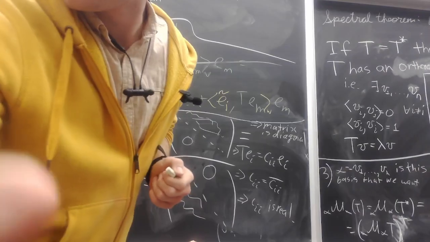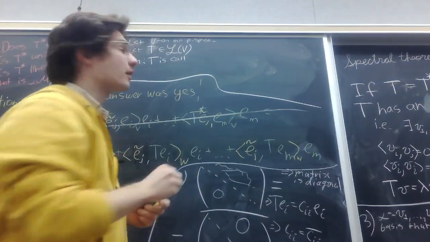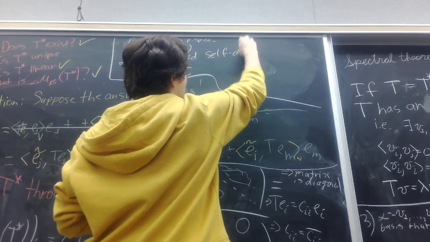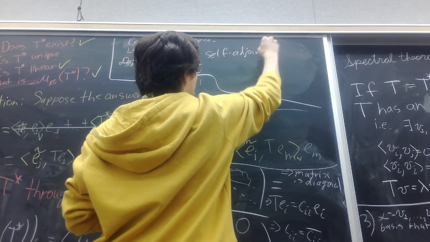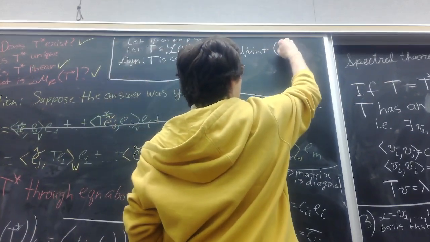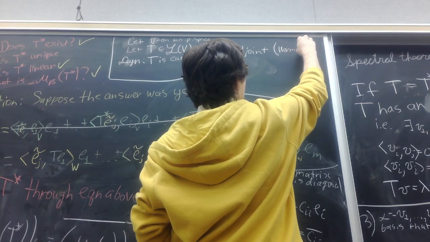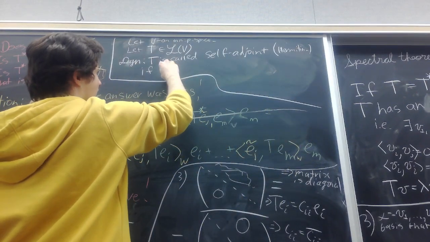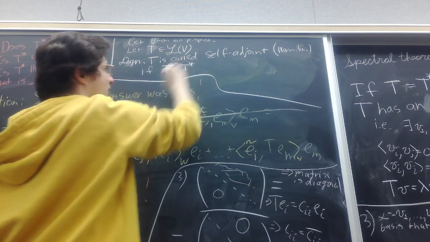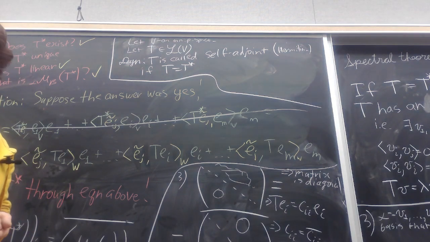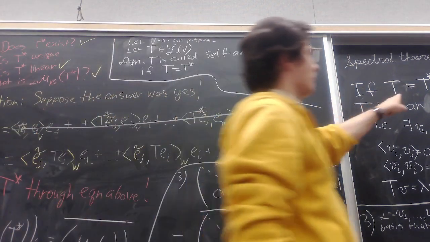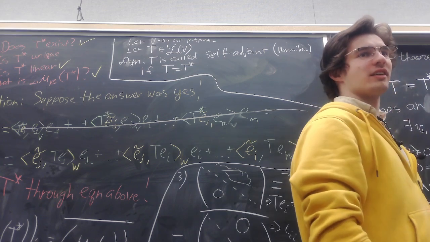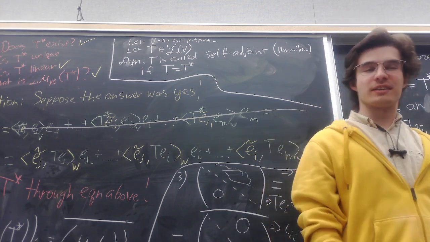Sorry, I keep forgetting to move the camera. T is called self-adjoint or Hermitian. Actually, maybe there's something else for Hermitian. Maybe I'm lying. That's okay. T is called self-adjoint if T is equal to T star. So this condition that we had in the spectral theorem, I'm calling self-adjoint. Why? Because it is equal to its own adjoint. Therefore, it's self-adjoint.